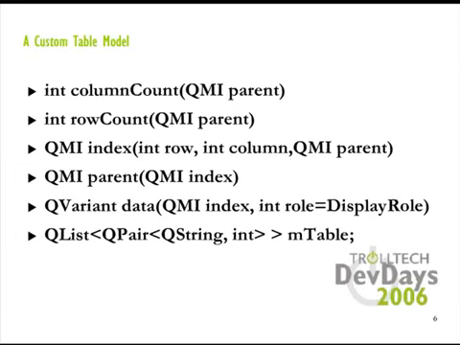Simple enough. So the real fun begins when implementing the rest of these. These 5 are the ones you need to implement to make a custom model. You subclass QAbstractItemModel, and you implement these 5 ones. Then you have a custom model.